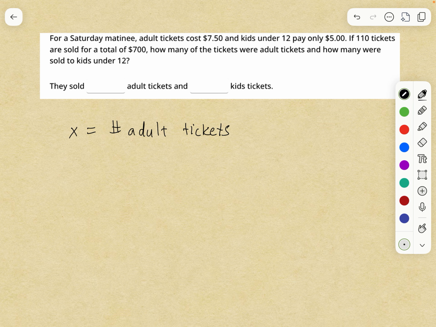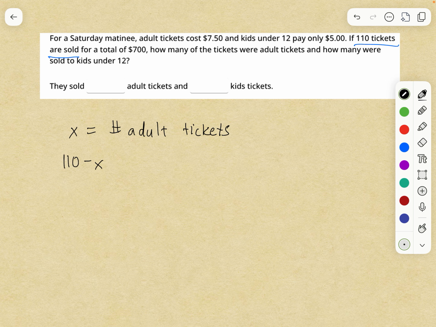Okay, and why would we let X be the number of adult tickets? Well, because when we do that, we'll see that we can solve the problem. Because if you have X adult tickets, how many kids tickets must there be? It says 110 tickets are sold, right? And there's two types of tickets. There's the one for adults and one for kids. So if you have X adult tickets, then how many kids tickets are there?